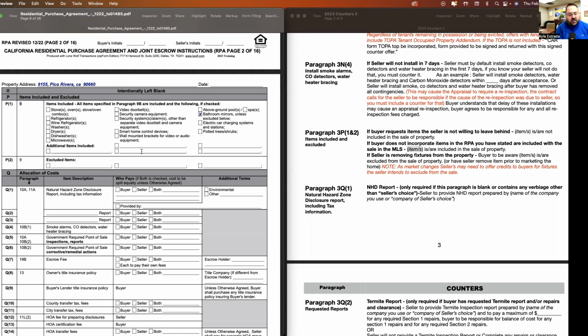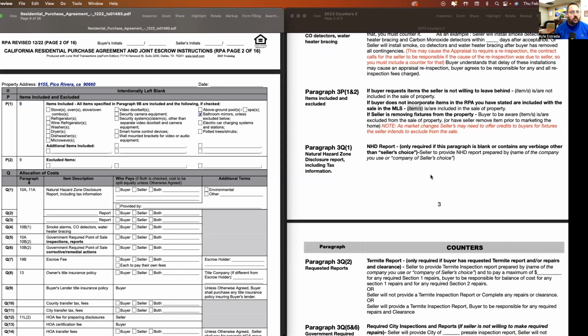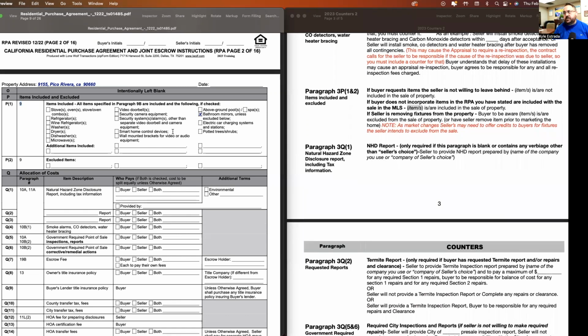Yeah. So again, make sure you're countering anything you're taking that should be a fixture and remain. You counter that you're taking it. Anything that you want to leave behind that wasn't addressed in the original offer, you've got to counter and include it. Anything that was included that you don't want to leave behind, you've got to counter it. Okay, so you can't just let it go. Okay. Questions about items included or excluded? Any further questions? Okay, good.